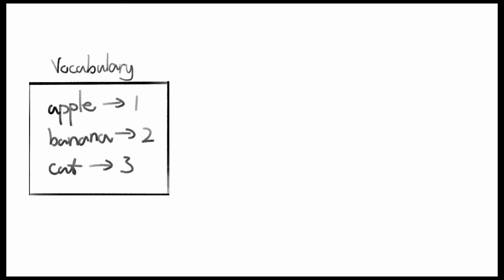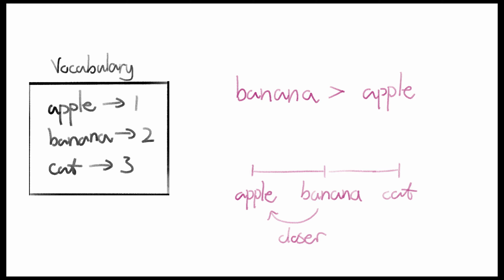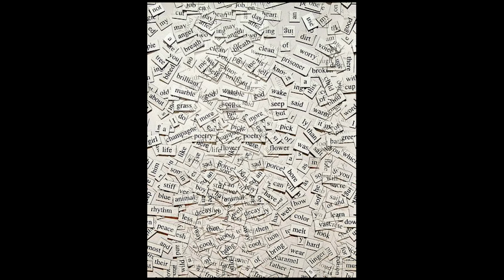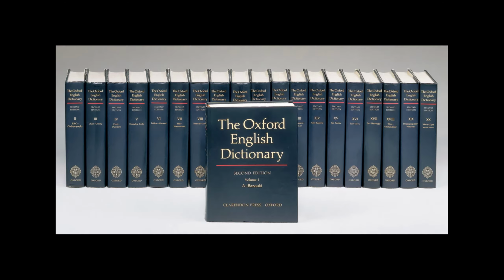But is this really meaningful in its representation? Does this mean banana is somehow greater than or closer to apple than cat just because of their values? No, it's all just thanks to alphabetical order. Also, if we had a larger vocabulary, this number starts to explode in numerical size. Just imagine all the words in the Oxford Dictionary, or something like that.